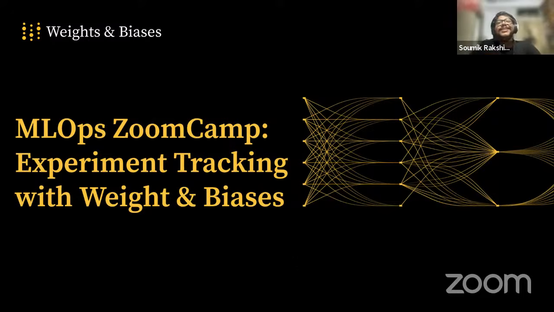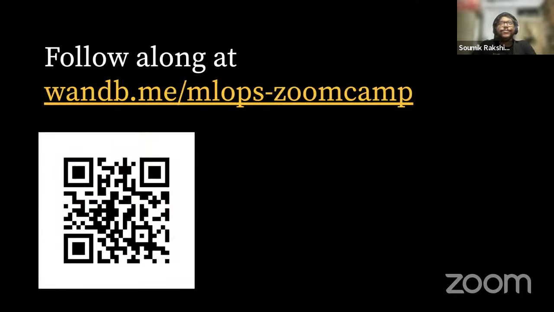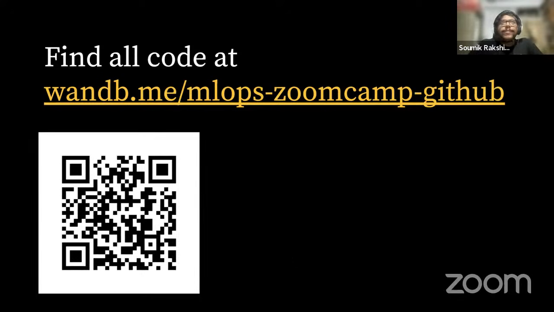Hello, everyone. So today, we will be taking a look at experiment tracking with Weights and Biases. You can follow along with my presentation. You can scan this QR code or just copy this link and paste it in your browser, and follow along at your own pace. There will be some hands-on demos that I'll be doing, and you can find all of that code in this particular repository, which you can get by scanning this QR code.